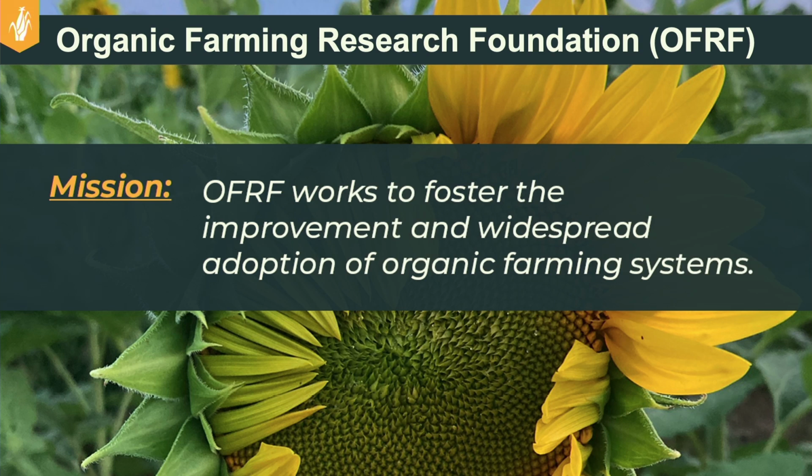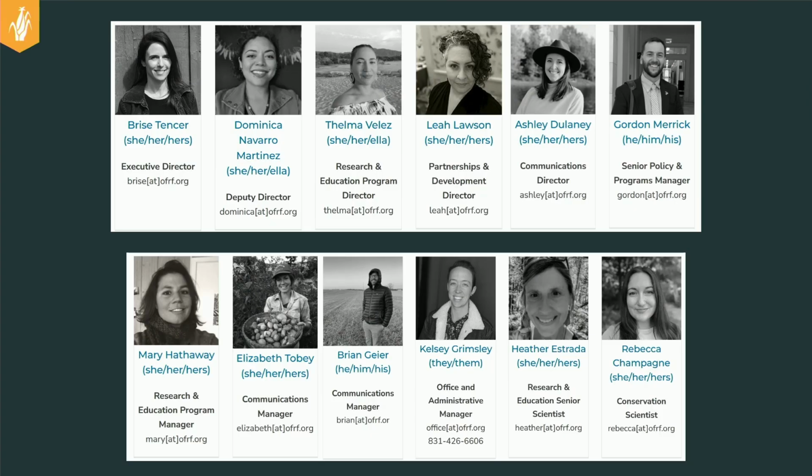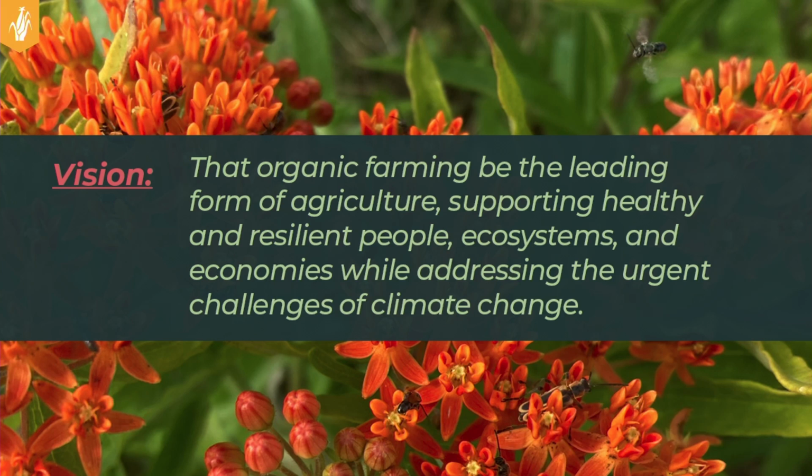Okay, so OFRF. The mission of this organization is to foster the widespread adoption and improvement of organic farming systems. We work remotely. We're a national organization. It's me on the bottom. See, proof. I work for OFRF. And the vision of this organization is that organic farming is the leading form of agriculture. It creates healthy and resilient people and ecosystems and economies, and it's doing that while addressing the challenges of climate change.